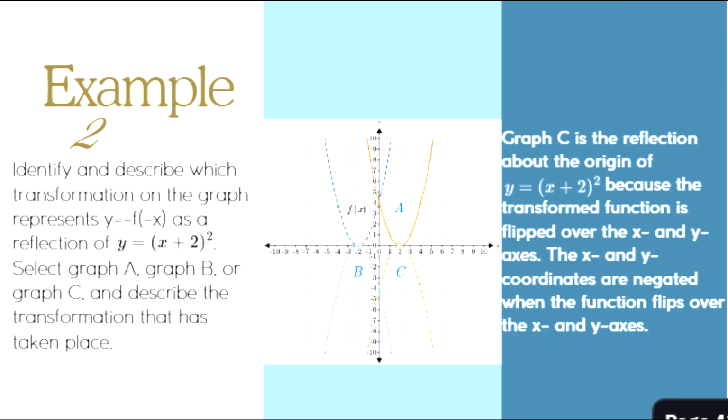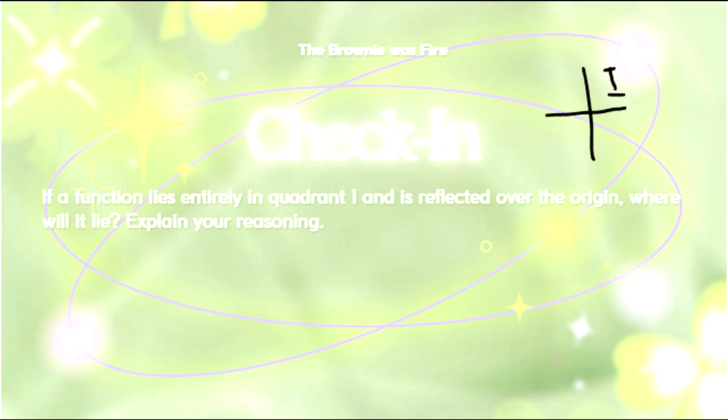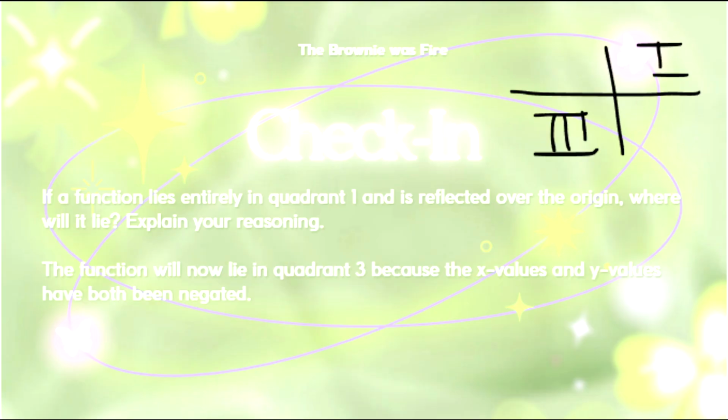Okay. Here is check-in. If a function lies entirely in quadrant 1 and is reflected over the origin, where will it lie? Explain your reasoning. Well, it has to go over x and over y, so it's going to be in quadrant 3.